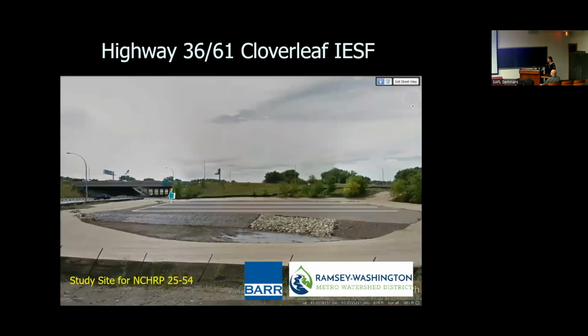Then we thought, well, how about clover leaves? I mean, that seems like dead space. How about we put iron enhanced sand filters in the clover leaves of highway interchanges? So this is at one of the lobes of the Highway 36/61 interchange in the East Metro. So we have an iron enhanced sand filter there. This one's also done really well.